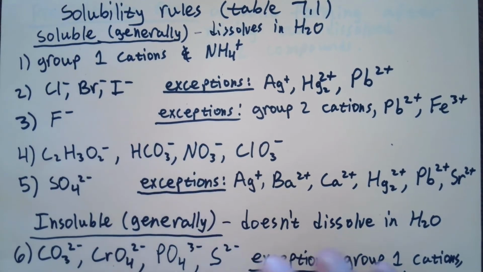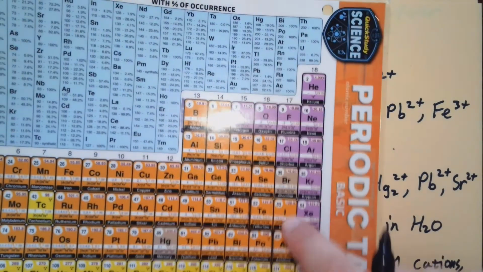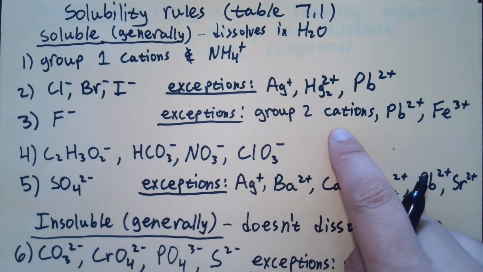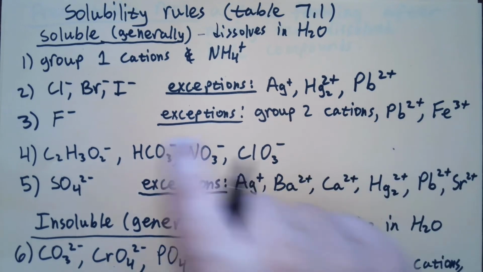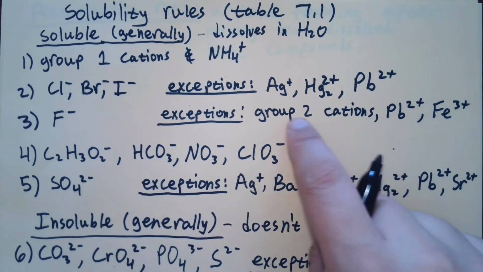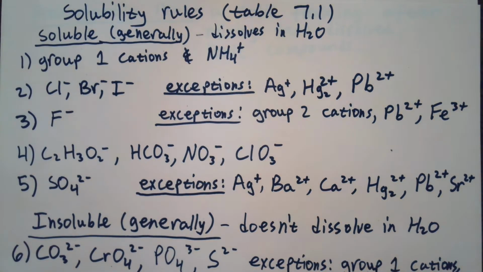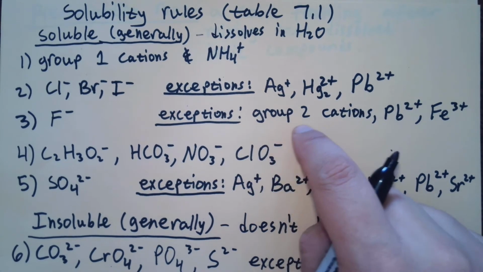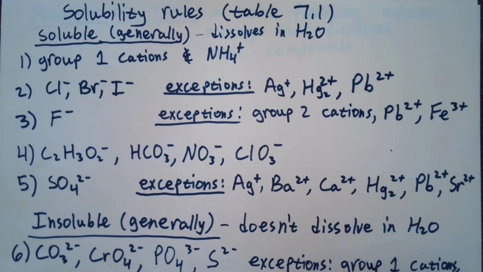Fluoride is a little different. So generally a column has similar chemical behavior. Fluoride's a little bit different from its neighbors. It's basically the same, but it has a few other exceptions as well. Or actually has different exceptions. So it's generally soluble just like them, but different exceptions. So group 2 cations, so if you see like beryllium fluoride, magnesium fluoride, calcium fluoride, it's going to not dissolve. It's going to be insoluble. Or if you see lead 2 fluoride or iron 3 fluoride, it's not going to dissolve in water.